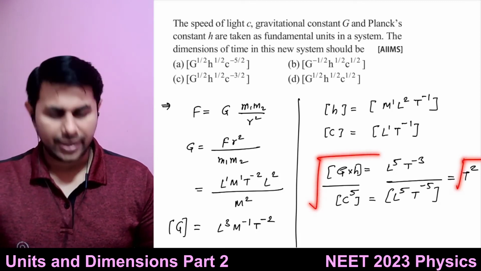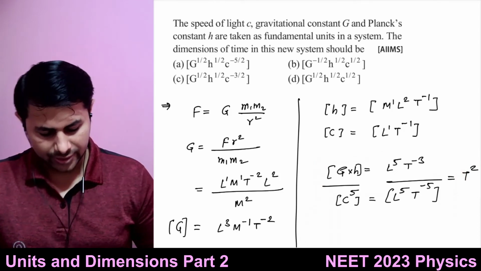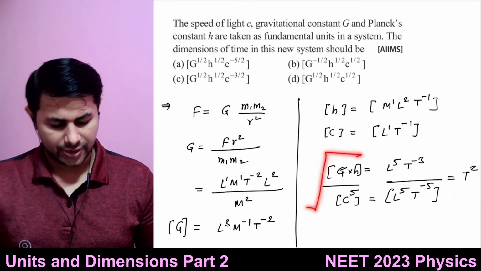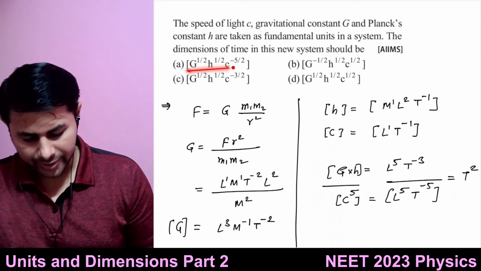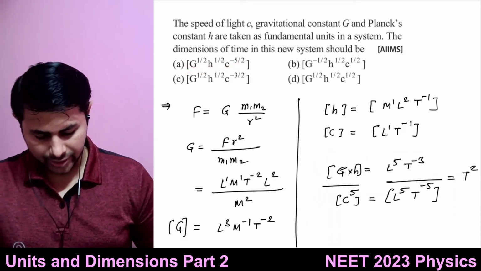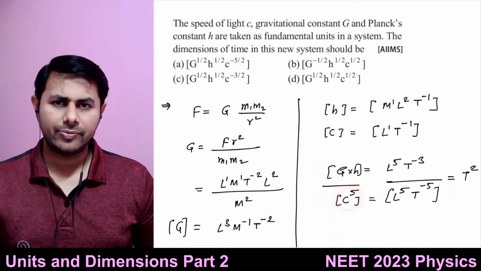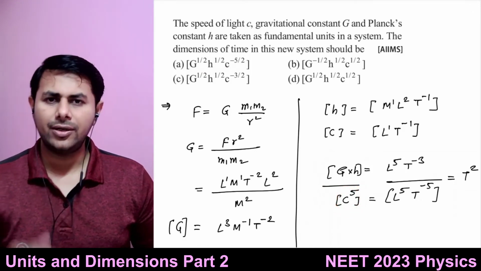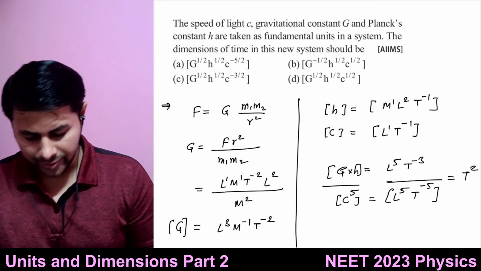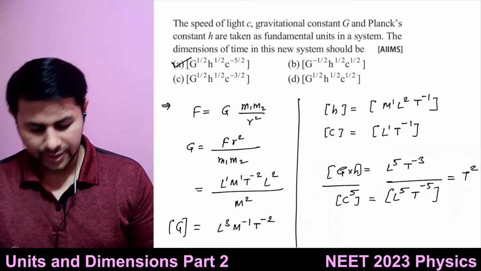Okay, so I get T. So the answer is square root of GH upon C. Which one? Option A. Good. Square root of C raised to 5 is C raised to 5 by 2. And because it is in the denominator, it is C raised to minus 5 by 2. So option A is the answer.